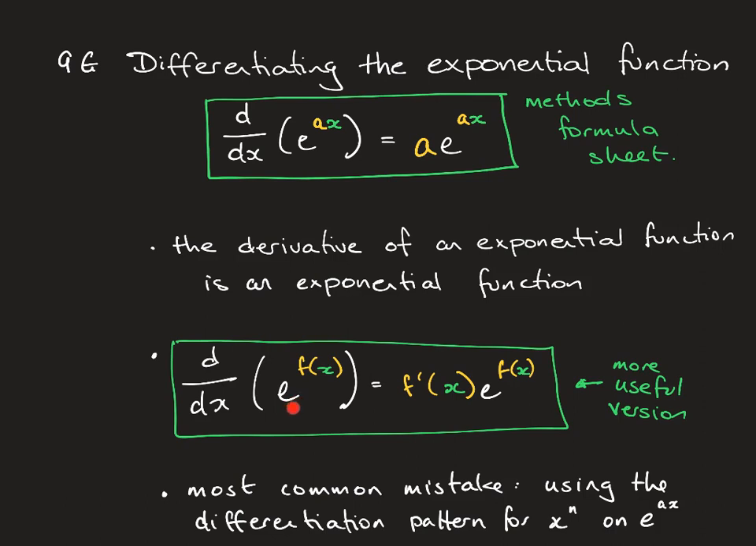So the exponential function raised to some other kind of function has a derivative equal to the derivative of this function multiplied by e to the original function. The most common mistake made when finding the derivative of an exponential function is that people use the pattern for x to the power of n on the exponential function. The exponential function derivative is very, very easy, and it is different from x to the power of n. So let's look at how the derivative of the exponential is in fact an exponential.